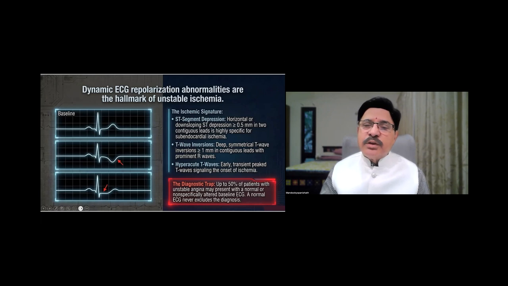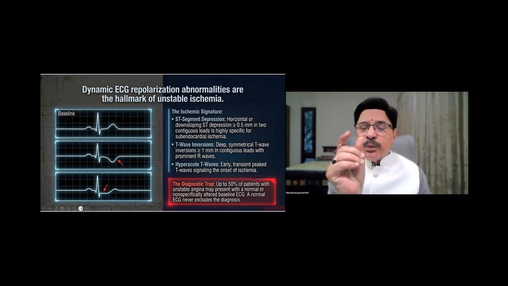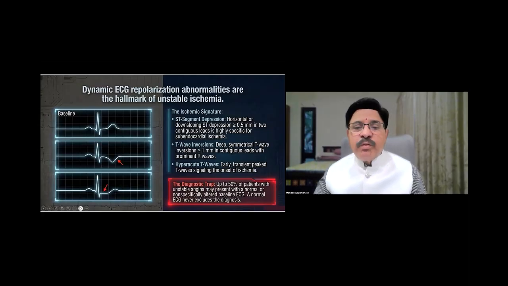Hyperacute T waves, we have seen in the previous class. Early transient peaked T waves, where the base will be wider, unlike in hyperkalemia, where the base of the T wave will be narrow. What is the diagnostic trap?